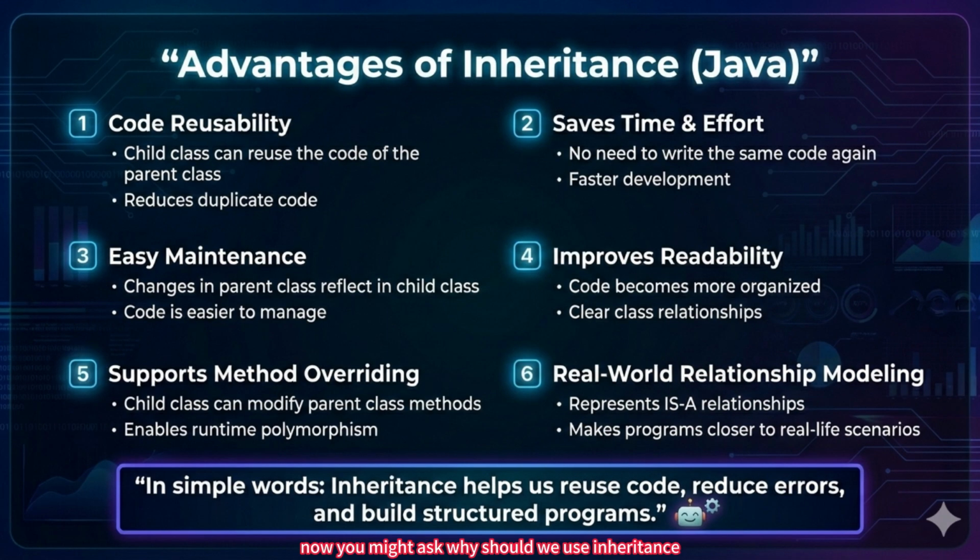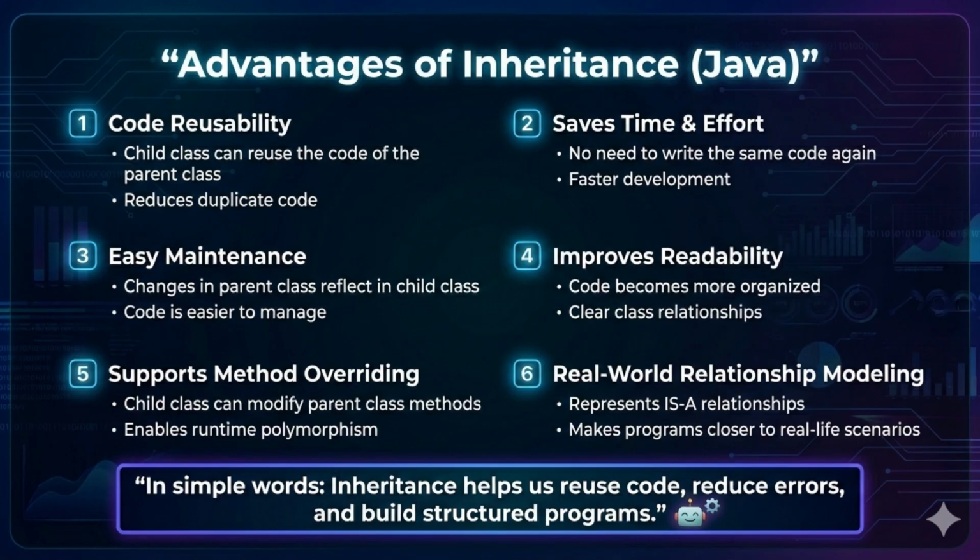Now you might ask, why should we use inheritance? Let me explain the advantages. Code reusability. The biggest advantage is code reusability. The child class can reuse the code written in the parent class. This means we don't have to write the same code again and again. Less code means fewer mistakes. Saves time and effort. Since we are reusing code, it saves a lot of time and effort. Development becomes faster, especially in large projects.